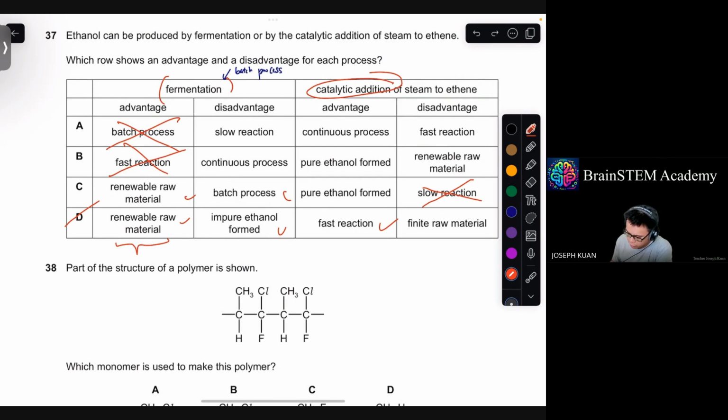Right? Renewable for fermentation, but the disadvantage is that it's a batch process, it's slow, it's impure, and then for catalytic addition of steam to ethene, the advantage is that it's fast, and then the disadvantage is more of the raw materials are limited. So the best answer is D.